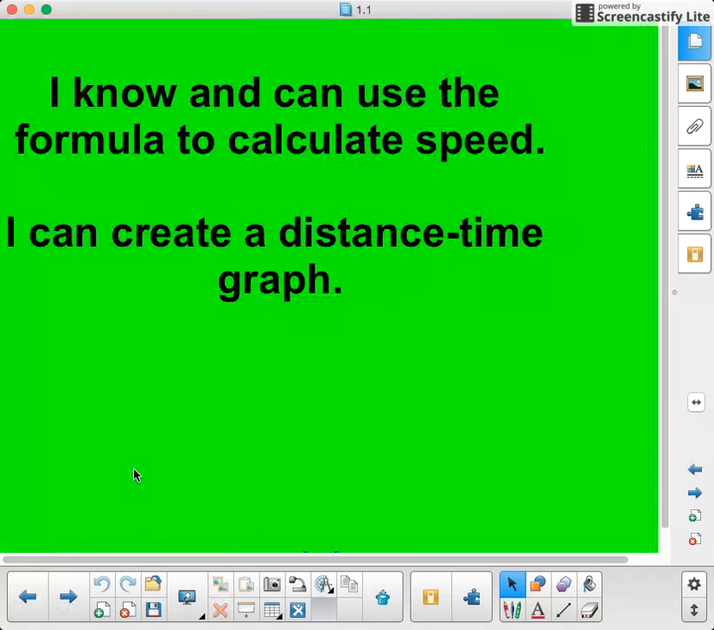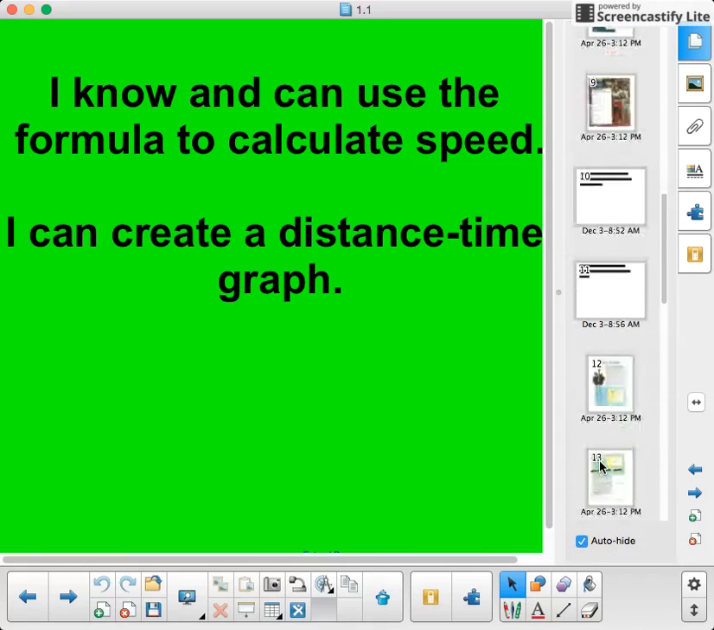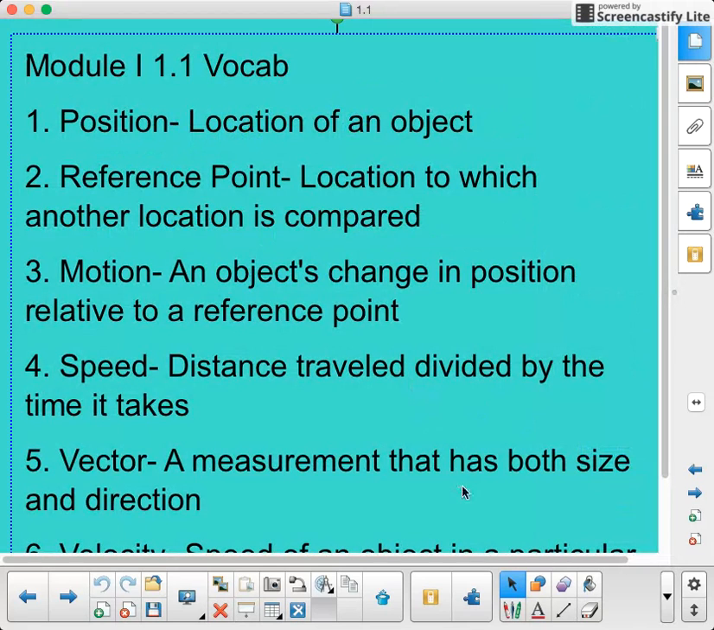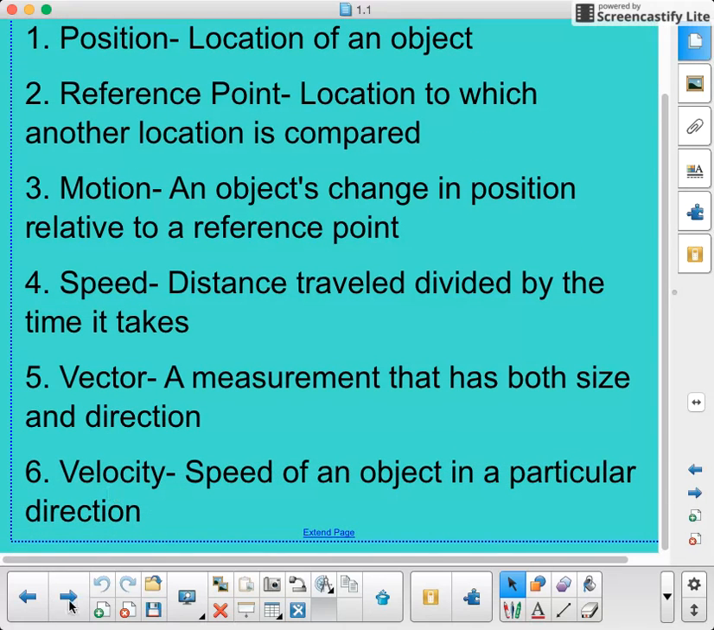You've got two learning targets. The first is, I know and can use the formula to calculate speed. And the second is, I can create a distance-time graph. So those are the two things we'll be focusing on in the lesson. There are 6 vocab words in this lesson. The words are position, reference point, motion, speed, vector, and velocity.